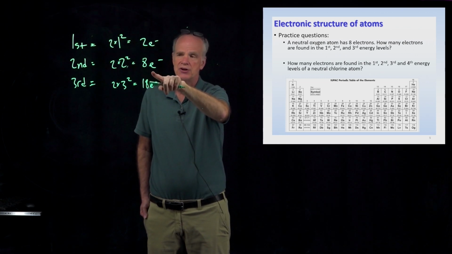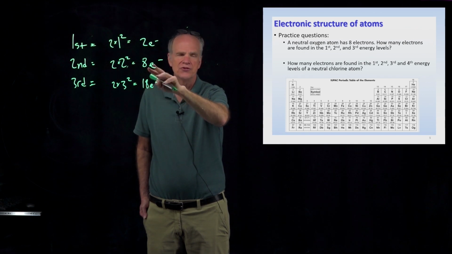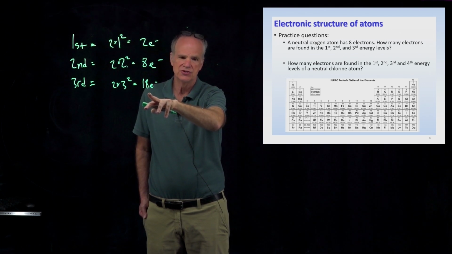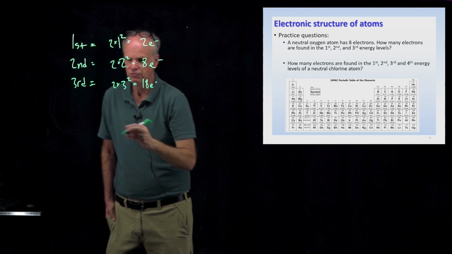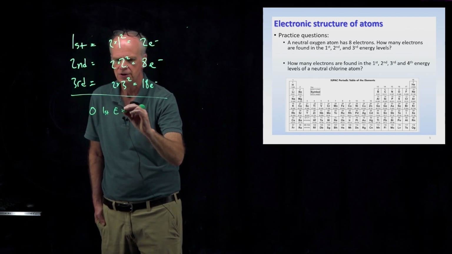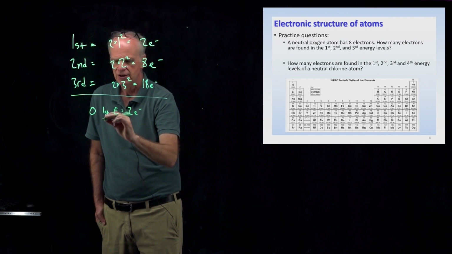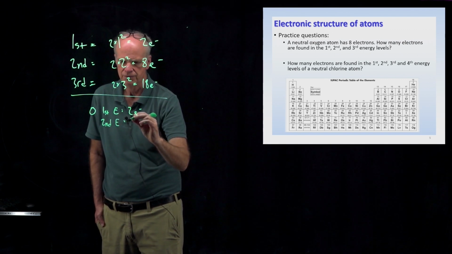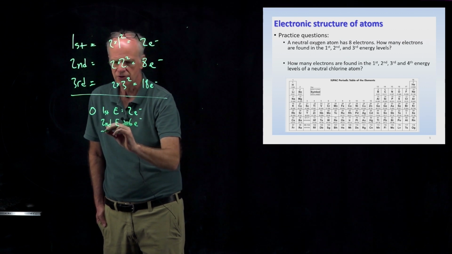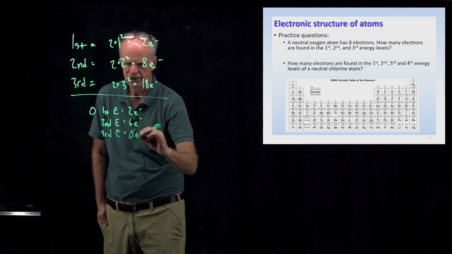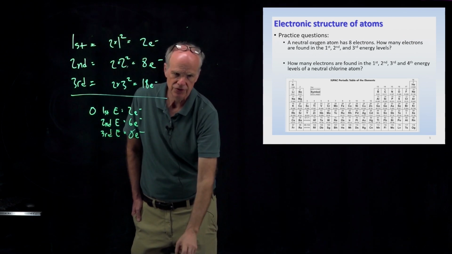And then there are 2 spots that are empty. And therefore, since we dealt with all of oxygen's electrons, there are going to be no electrons in oxygen's third energy level. Okay? So we will write the answer here. Oxygen's first energy level has 2 electrons. The second energy level has 6 electrons. And the third energy level has no electrons.